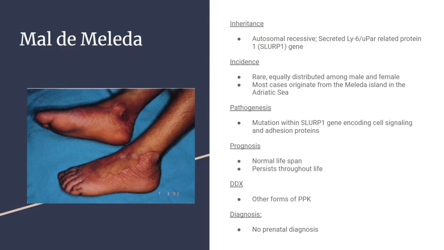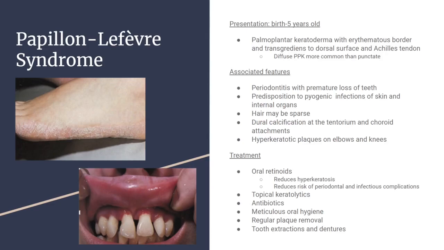Rare disease here. Most cases actually originate from this island in the Adriatic Sea, and the mutation here in the SLURP1 gene encodes cell signaling and adhesion proteins. The prognosis is normal, otherwise not concerning. Just make sure we get control of those constricting bands if they're present. Oh, and this picture here is a good example of transgradients because you're seeing it's not on the plantar aspects purely. It's actually evolving to involve in a continuous fashion the dorsal surface of the feet as well.